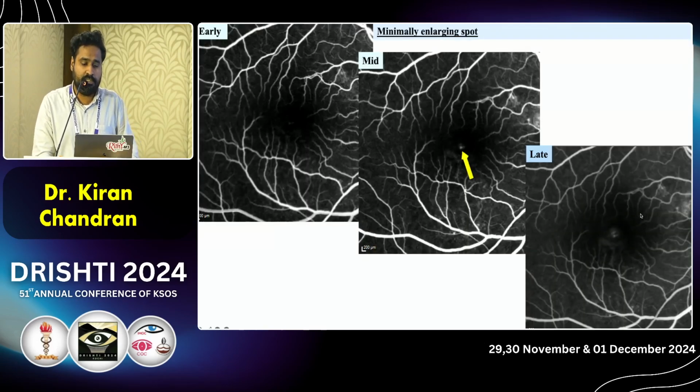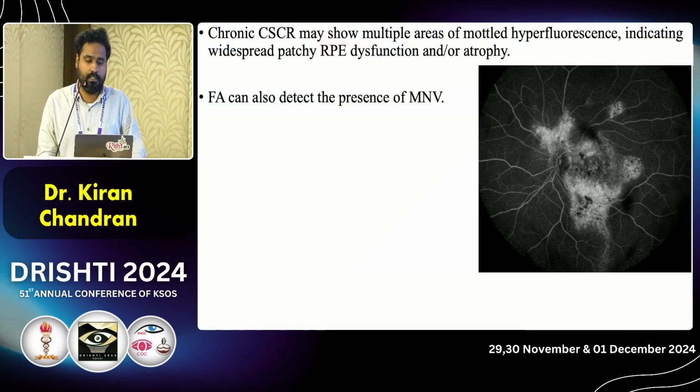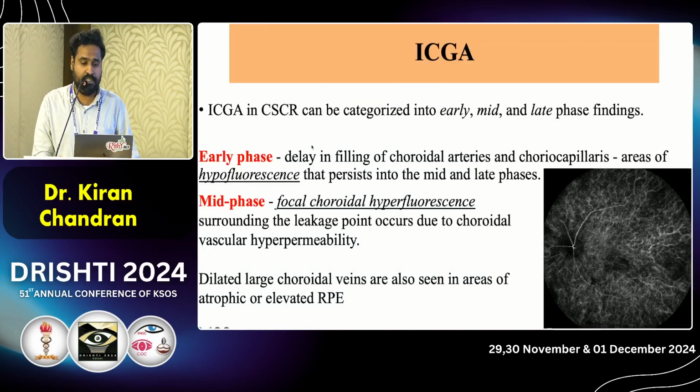This is a minimal enlarging spot in which there is a small hyperfluorescent spot, but it sort of fades away in the late phases. It's very difficult to even say if there is an obvious CSCR leak in these patients. So chronic CSCR shows mottled areas of hyperfluorescence due to widespread window defects or RPE atrophy. FFA can also detect the presence of macular neovascularization.